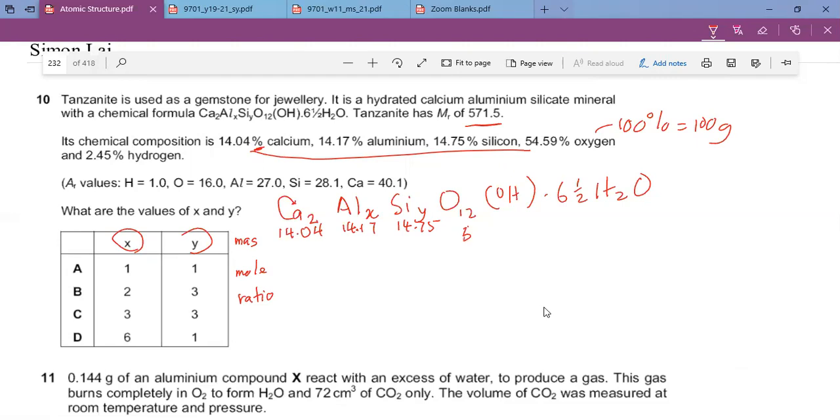It is 54.59. And hydrogen, total hydrogen is how much? 2.45 grams. Change to moles. 14.04 divided by 40. This one I just write down here. You go back and check yourself.